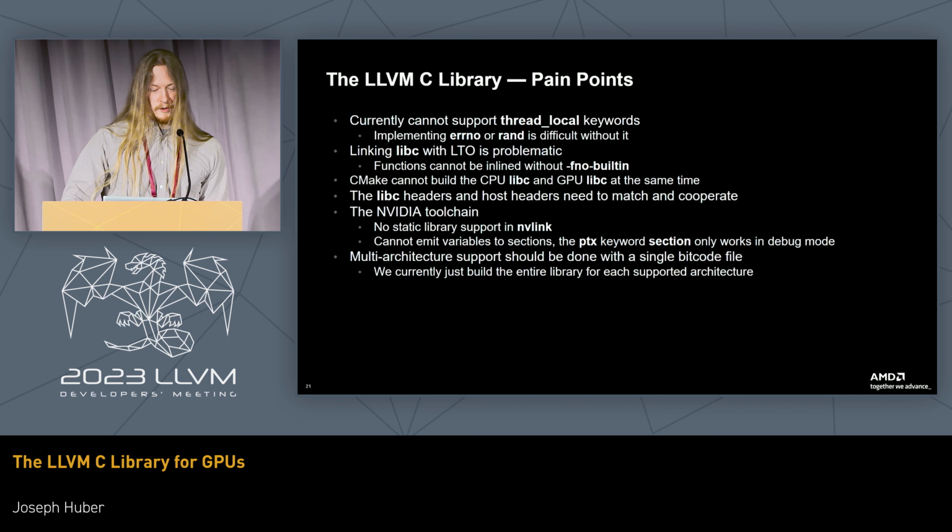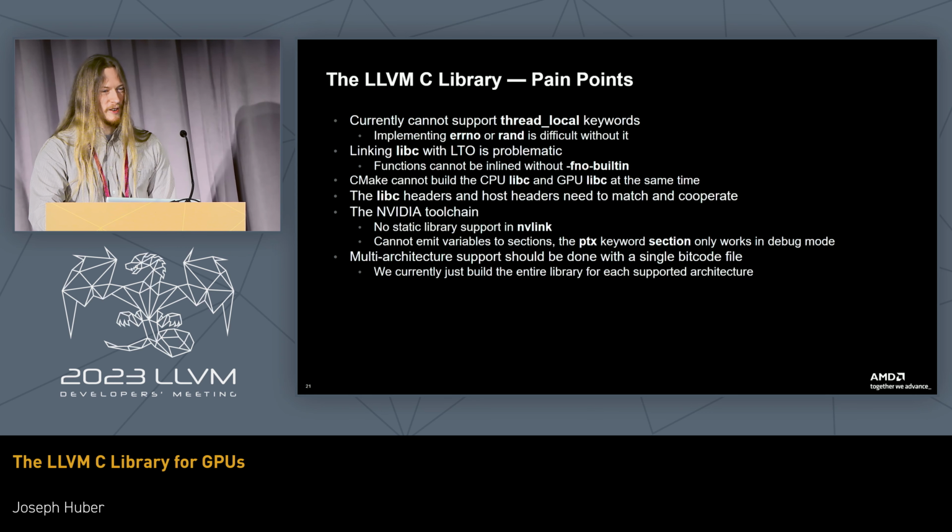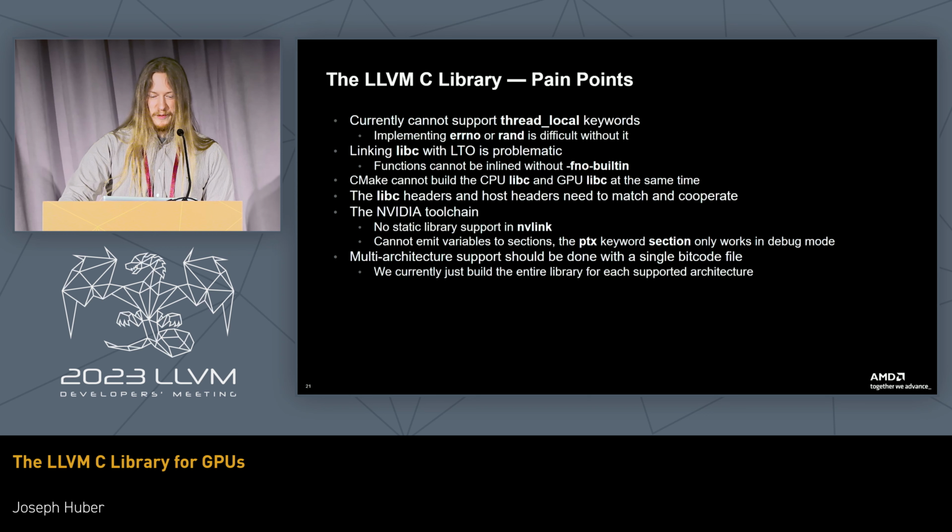Before I close out, I'll go over a few pain points that have various solutions, and maybe none. Currently we can't really support thread local, which makes implementing things like errno or rand a little difficult. I don't know if people really care about errno on the GPU, but they care about it a little, not much on the CPU, but who knows. Rand is a bit more, maybe you'd want that. But there are ways we could probably implement this. We have some ideas, but it requires time that people haven't invested yet.